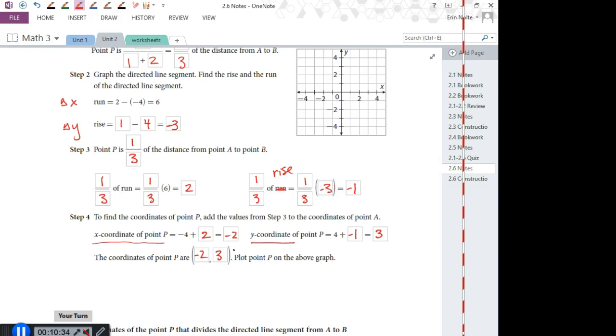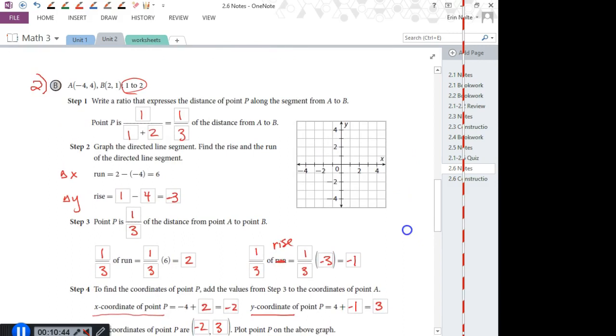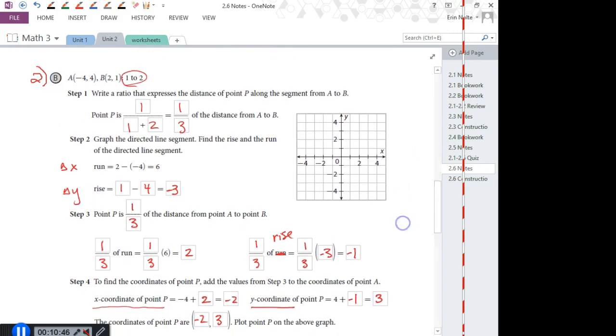You could use B and just go the other direction. So if you go from B, then you have to go the opposite way. But they want you to go from the first one to the second one, because if it says to go 1 to 2, then the length between A and B is going to go 1 unit from A and then 2 from the P to the B. Does that make sense? Yes.